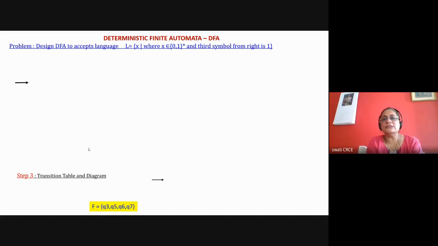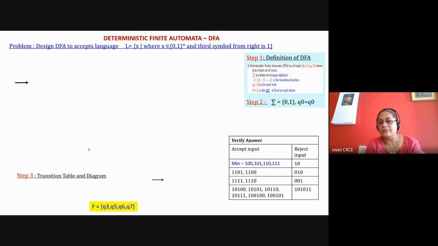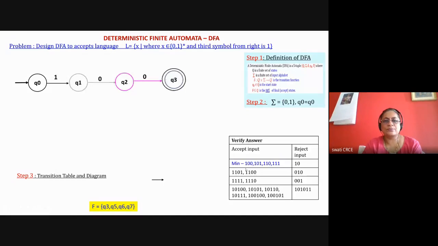Okay, so the question is third symbol from right is 1. You write down the definition of DFA, identify the minimum length strings. Minimum length strings are 100, 101, 110, and 111. Draw the diagram for the first minimum length string, that is 100. So I'm drawing the diagram 1, then 0, and then 0. Now for 101, what should I do?